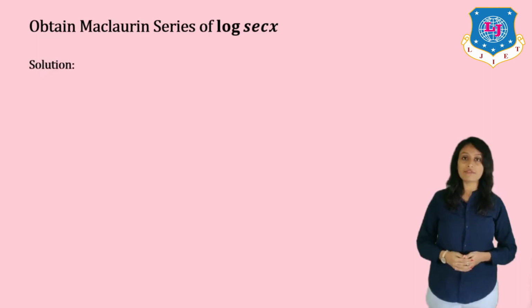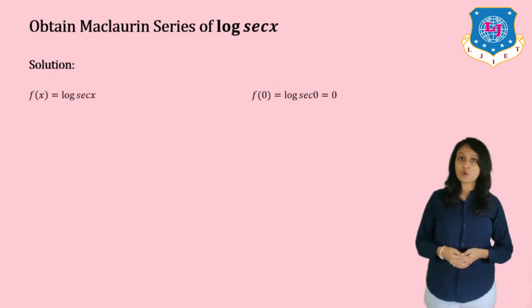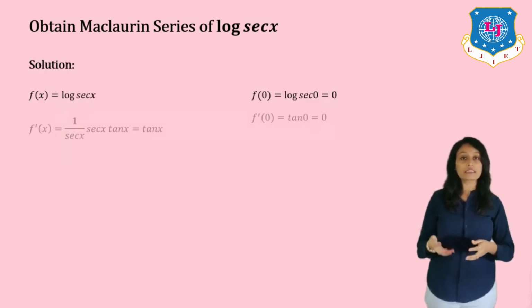Okay, so your function f(x) is log sec x, and the Maclaurin series is asked. So we have to find the value at 0. Firstly, f(0), that is log sec 0. So the answer is 0. Next is the derivative.